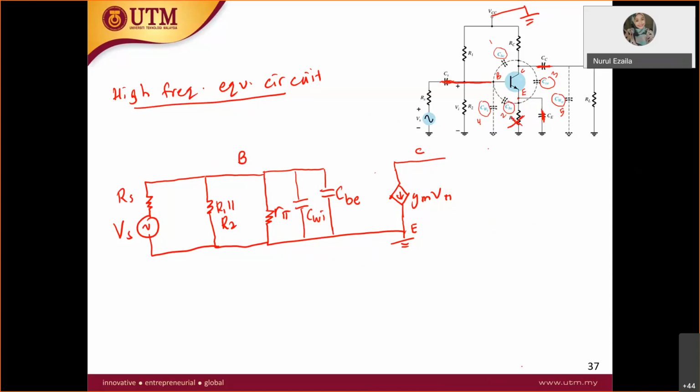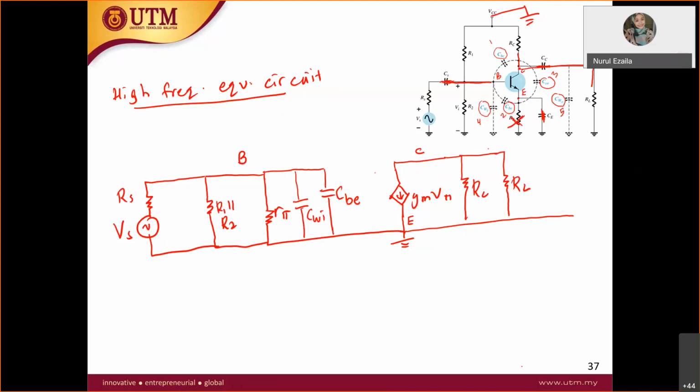At the output, from collector to emitter, of course you have to put your resistor. So from collector to ground, you have RC. Then from the collector you also have RL to ground. Is there any other resistor? No more resistors, only the capacitors are left.